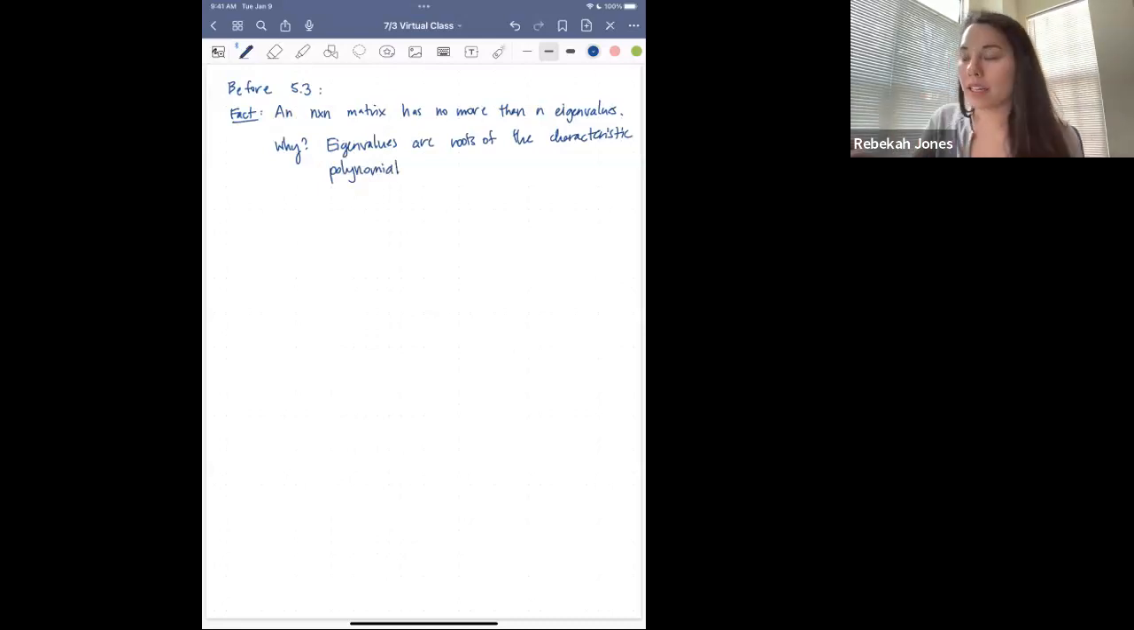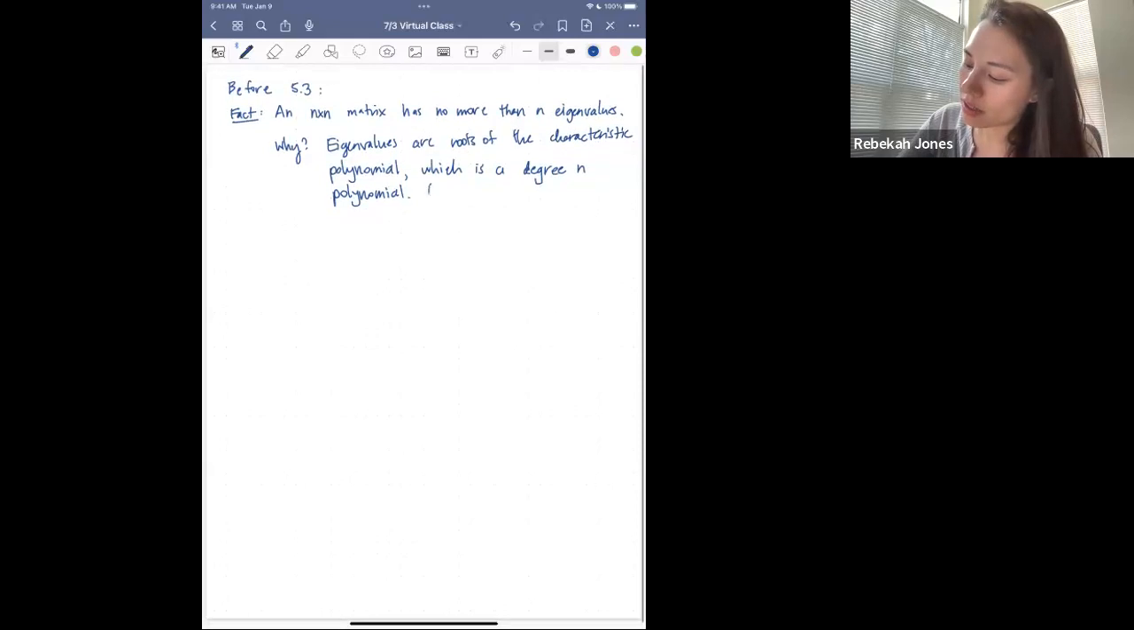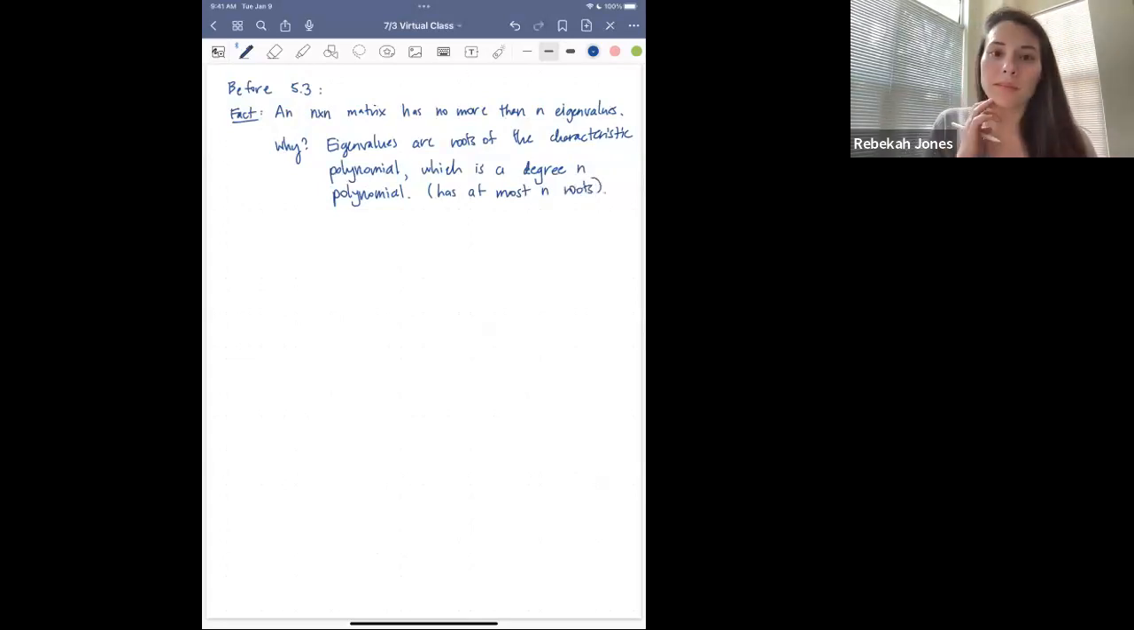Okay. And we know that the characteristic polynomial is a degree n polynomial, right? For an n by n matrix. So a degree n polynomial has at most n roots. Right. And so this is the reason why.